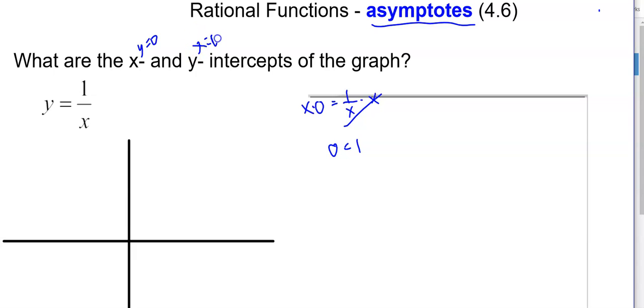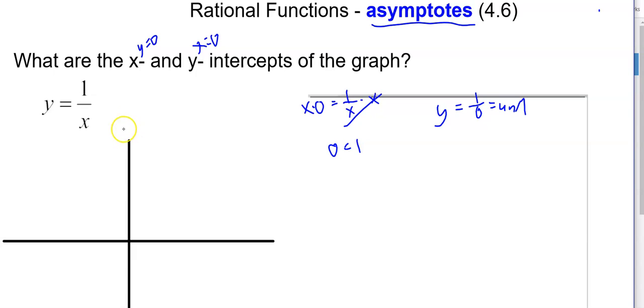Plug in x equals 0 to find the y-intercept. So that would be y equals 1 over 0, which is undefined. It doesn't look like there's any y-intercept. So this graph somehow doesn't cross any of the axes. It doesn't cross the x or y axis. And the reason for that is because those happen to be what are called asymptotes.